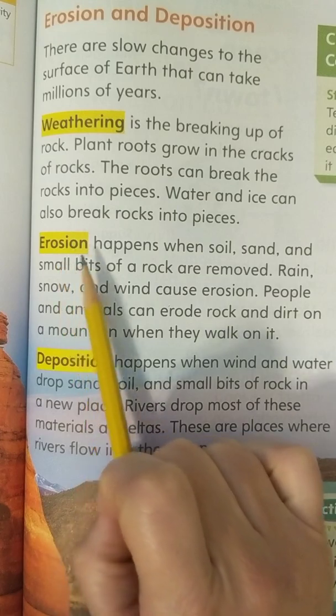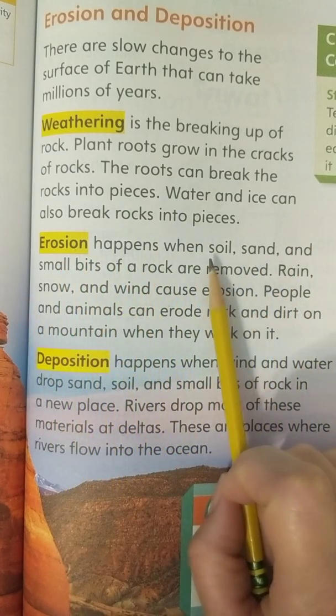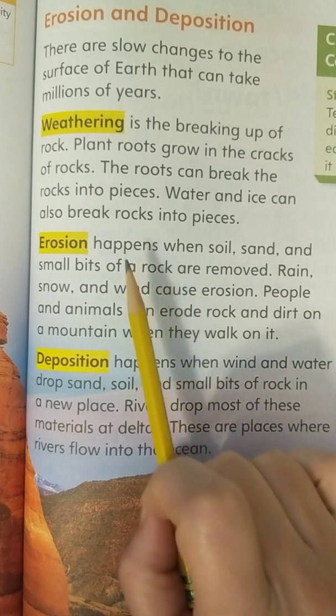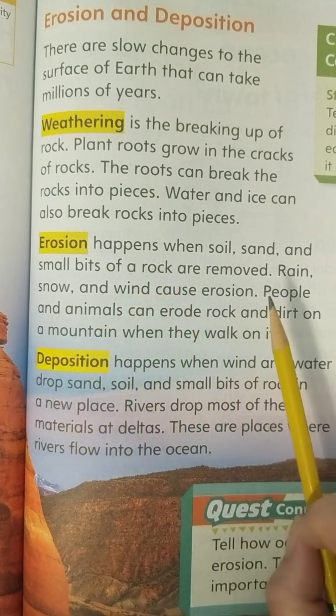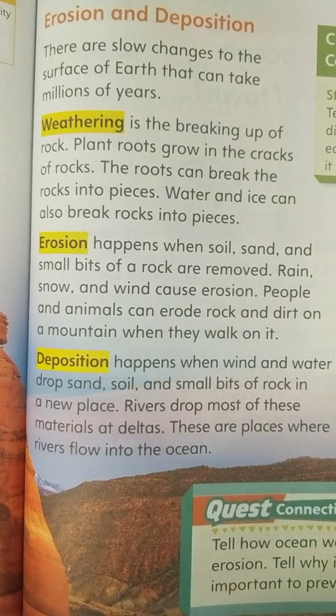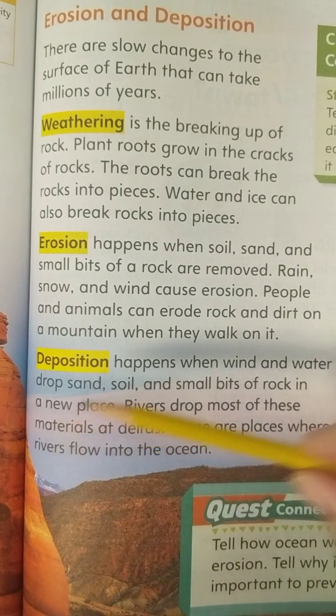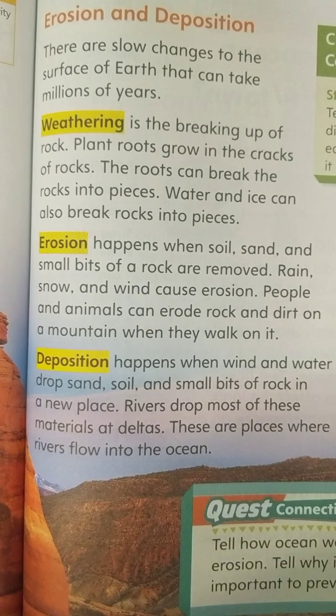But there are other things that can blow away the sand and the soil and the rock. We know wind can blow it away. And we know water, rain, and snow can cause that rock and dirt to be moved. Okay, and the last one, deposition happens when wind and water drop sand, soil, and small bits of rock in a new place. Rivers drop most of these materials at deltas. These are places where rivers flow into the ocean.